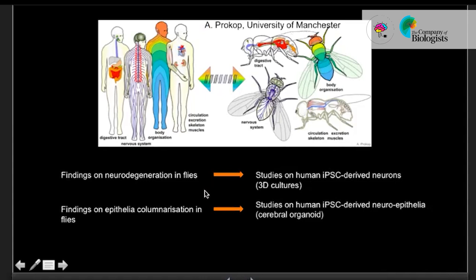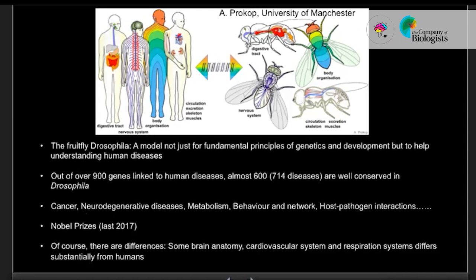I'm going to tell you two stories. One is regarding neurodegeneration, and the other is regarding epithelia columnarization, so the shape of epithelial cells. I'll tell you those two stories. And again, I have a lot of data on flies about this and not so much in the human cells, as you will see. Now, why flies?